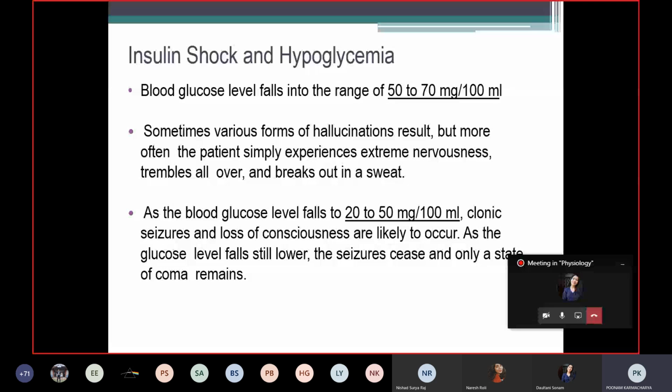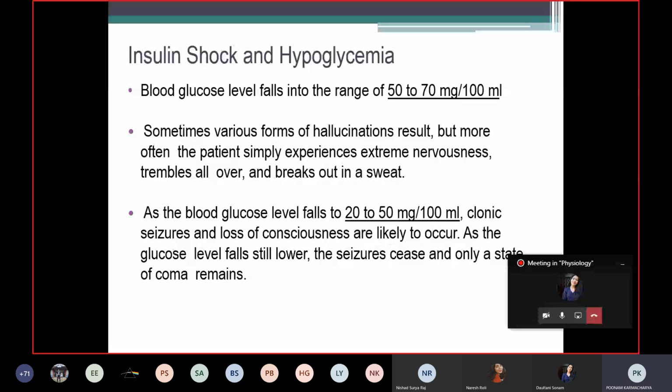So when there is increased insulin production in our body, it will cause maximum utilization of glucose, thereby causing the blood glucose level to fall. And when blood glucose falls to the level of 50 to 70, then a person can show hallucination, nervousness, and break out in a sweat. And if blood glucose level falls to 20 to 50 mg per 100 ml, then they can show clonic seizures and loss of consciousness. And when it declines still further, then the seizures will stop and there will be a state of coma. So that was about the insulin excess.